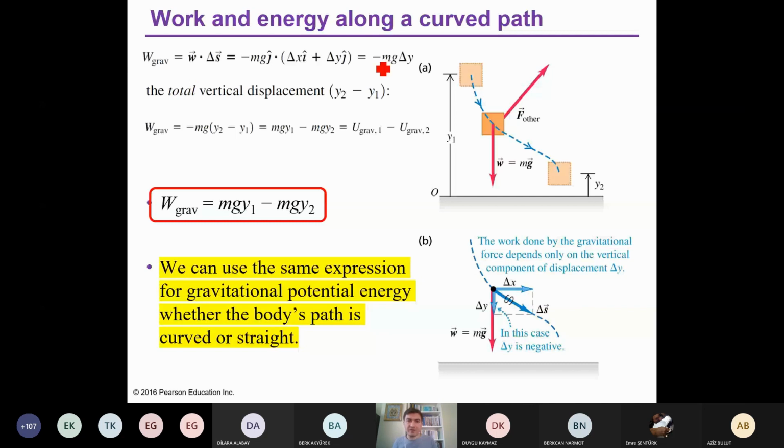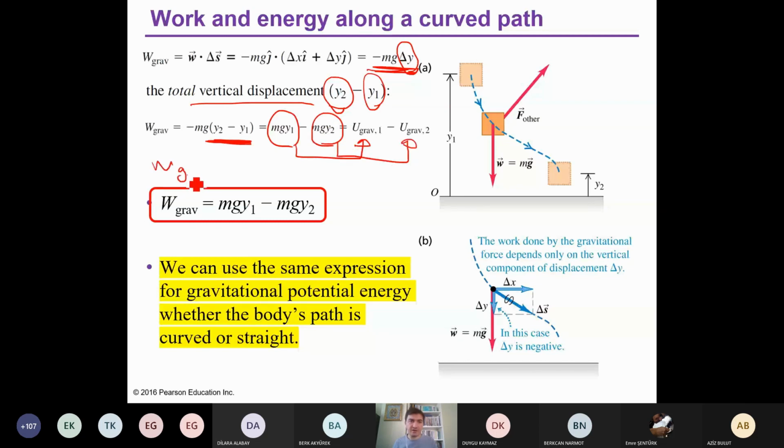Then here I have minus mg delta y. Okay, so what is delta y? Delta y is the total vertical displacement, final position minus initial position. So instead of delta y, use here y2 minus y1, and I can also write this as mgy1 minus mgy2. So what is this? This is the initial gravitational potential energy, and this is the final gravitational potential energy. And here we have the gravitational work on this box on a curved path, which can be written as minus delta U gravitational, right? So what do you see? This is the same expression for gravitational potential energy along a straight path, okay? So we can use the same expression for gravitational potential energy, whether the body's path is curved or straight.